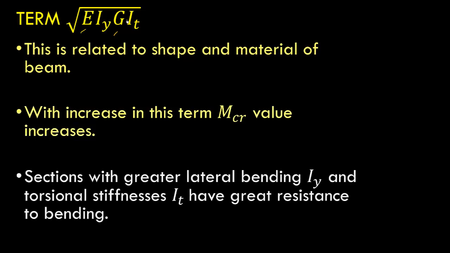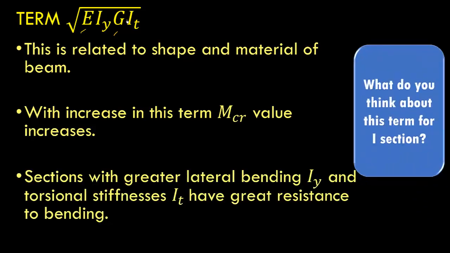Now, sections with greater lateral bending stiffness I_y and torsional stiffness I_T have greater resistance to buckling. This means if you increase I_y and I_T, the MCR value will increase. In other words, resistance towards lateral torsional buckling, or lateral buckling, will increase.